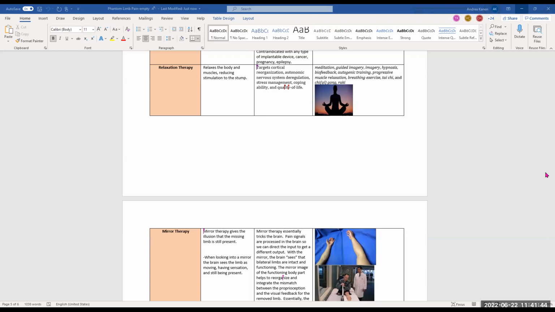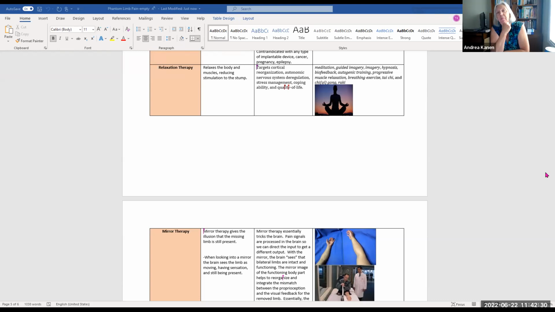So in the middle box, there wasn't a ton of pathophysiology for this one. We found that it targets the cortical reorganization, autonomic nervous system deregulation, and then stress management and coping ability and quality of life. I think those last few are what they improve, and what you can do to help improve those systems. And then the last one is just a bunch of examples for relaxation therapy, such as meditation and guided imagery, which had a lot of research for it. Basically it just decreases your pain level. That's what the majority of the studies were saying, that pain level decreased significantly with guided imagery.